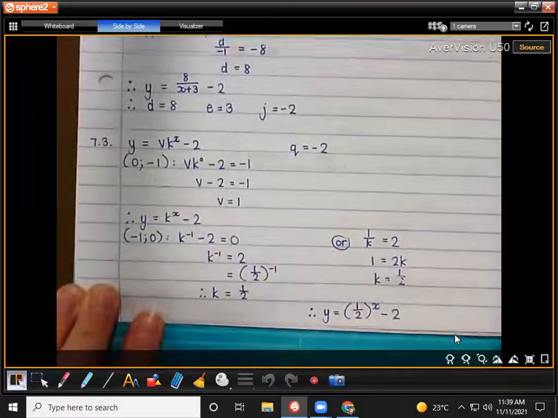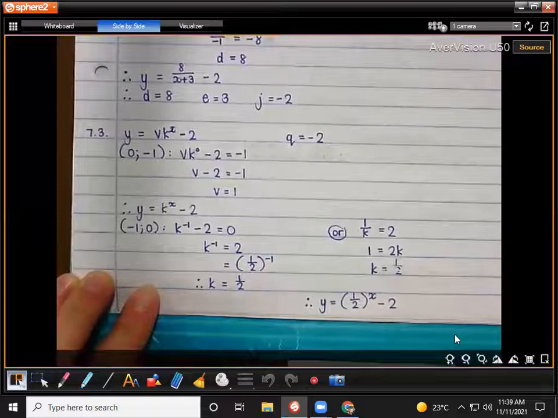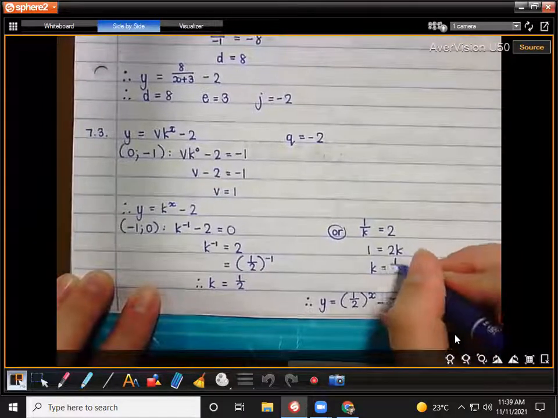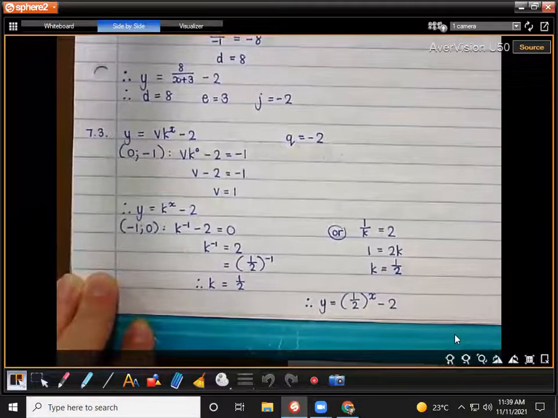Okay, and then there is 7.3. I have two calculations here at the bottom for finding K. Just see it's faded there, so you can just look at that.